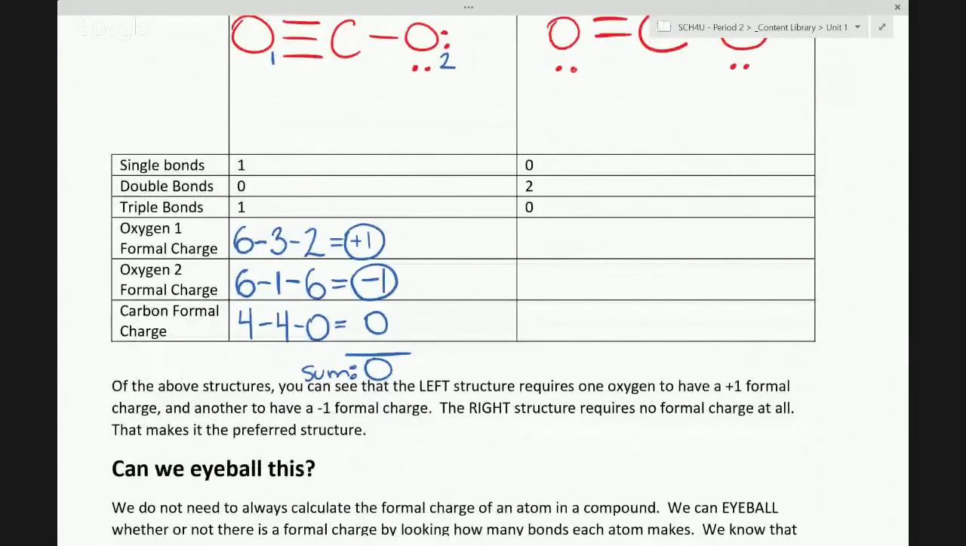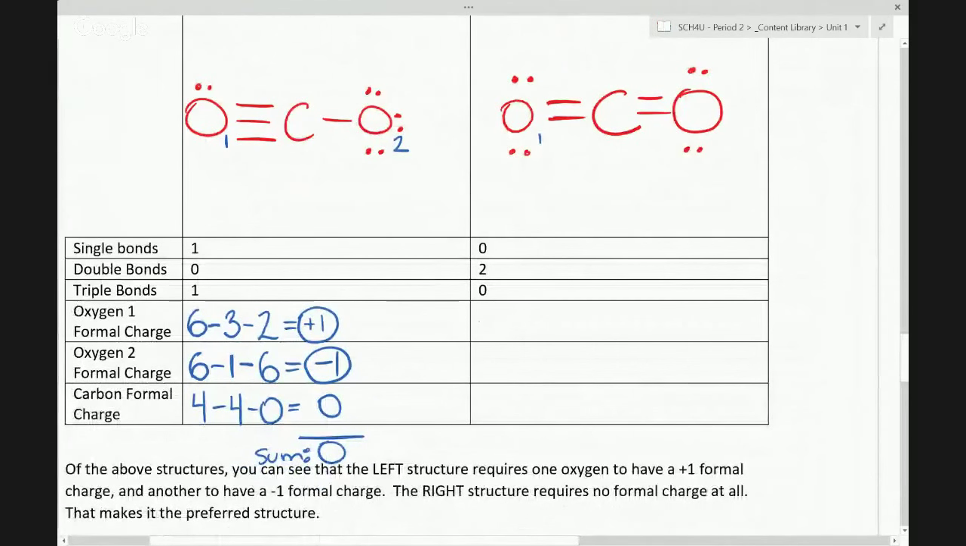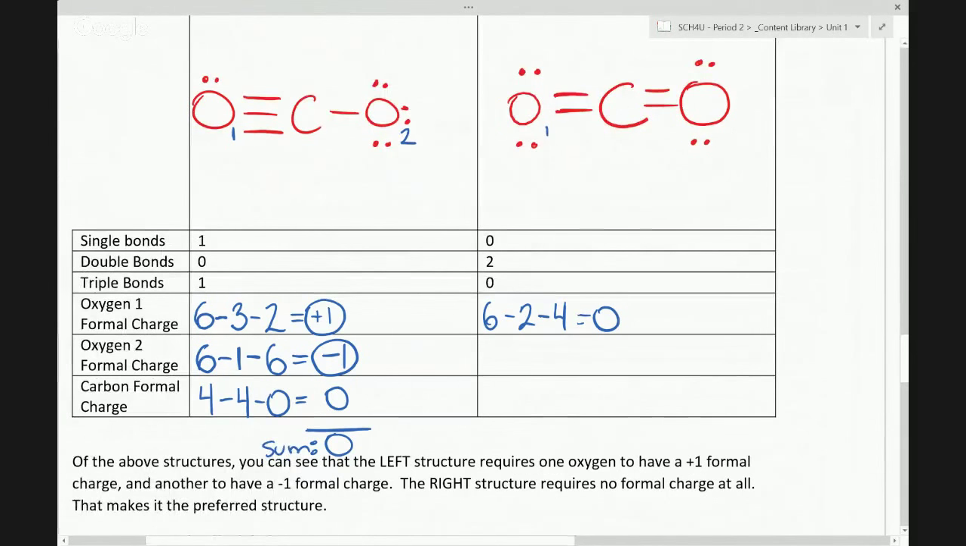But if we find the formal charges over here, we find that oxygen 1 now has 6 valence electrons, minus 2 for the 2 bonds it's making, and minus 4 lone electrons, and that gives us a formal charge of 0. And then the second oxygen has the exact same composition, so 6 minus 2 minus 4 is 0. And then this carbon has a valence of 4. It's making 4 bonds and has no lone electrons, so it's 0. So both of these structures work.